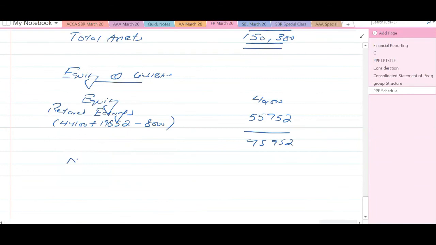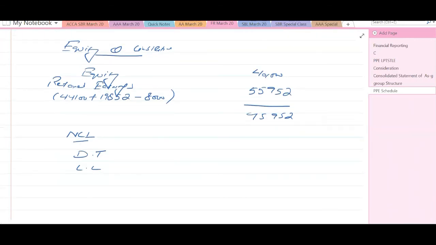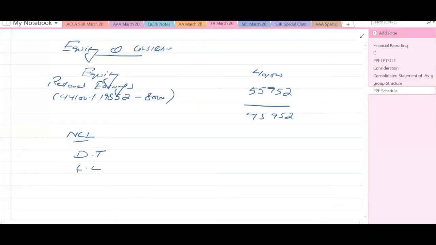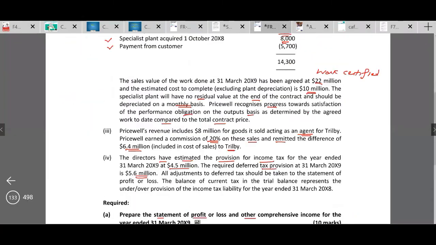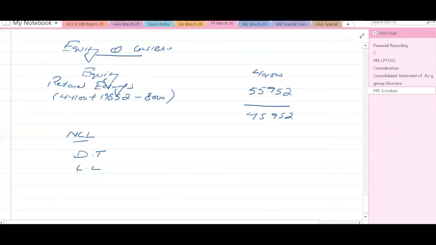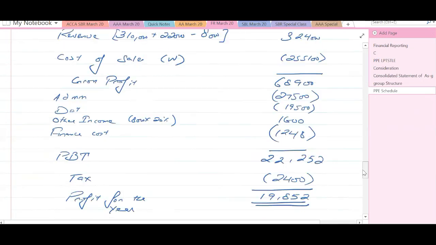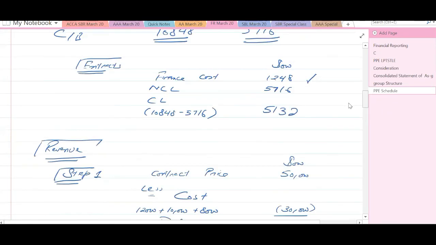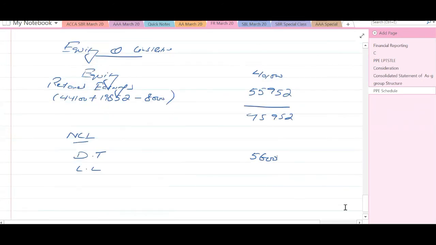Then you have the non-current liabilities, in which you have two: deferred tax and lease liability. Don't write DT and LL in the exam. It's just what I am writing to save time. Deferred tax was 5,600. And the lease liability, which we distributed between current and non-current. Non-current was 5,716 and the other one is 5,132. So 5,716.